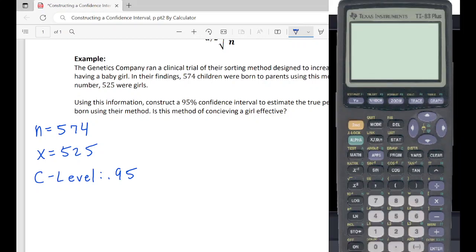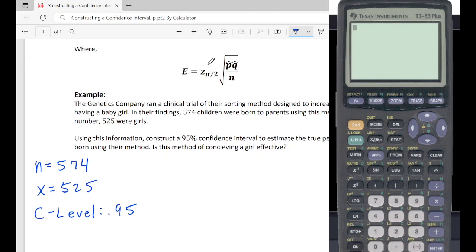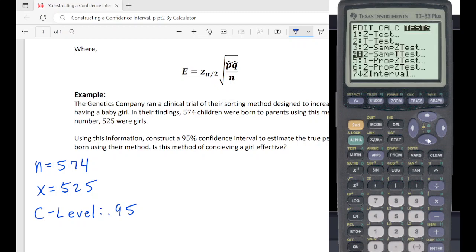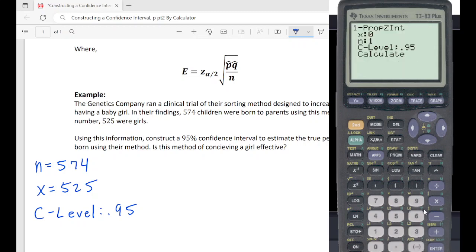So, since we're dealing with a proportion, and if you look up at the margin of error, dealing with z, this is a 1 proportion z interval. So to do this, we go to stat, tests, and we're going to go down past z interval to 1 prop z interval, 1 proportion, because we're only dealing with one thing, just one group of children. So 1 prop z int. And then we're going to hit enter, and we're going to plug our values in.